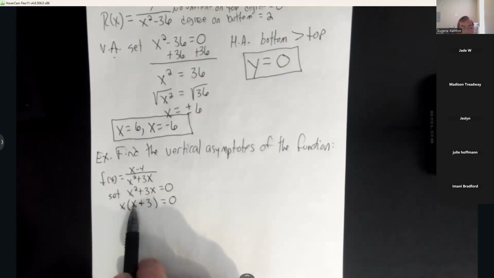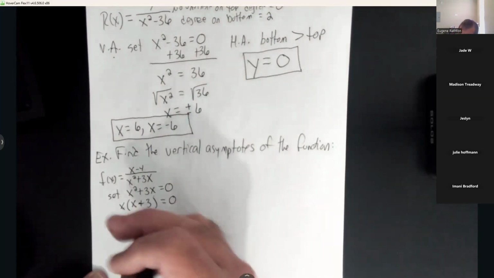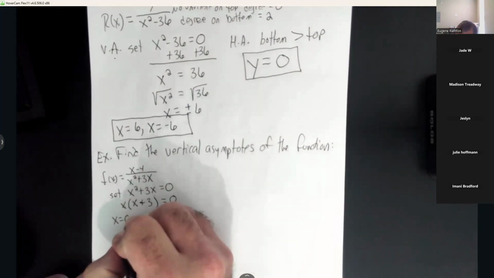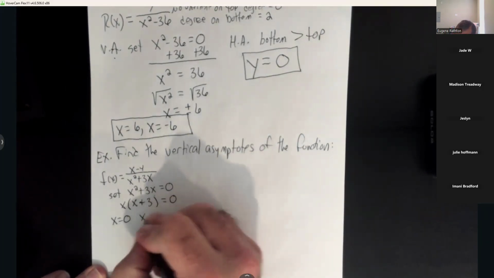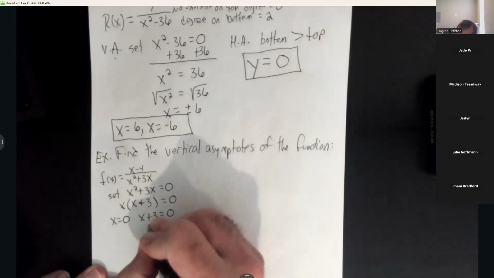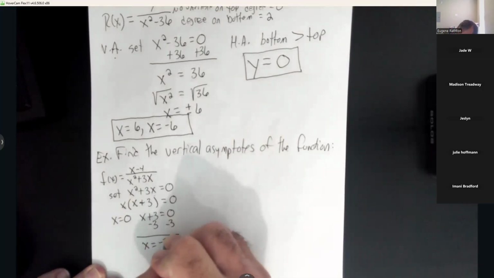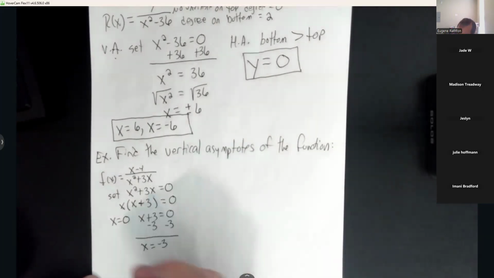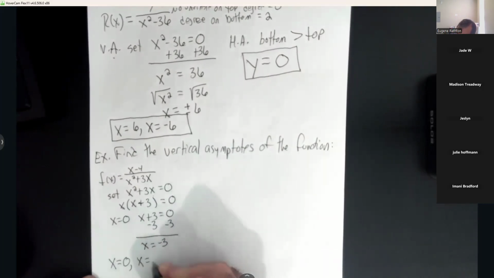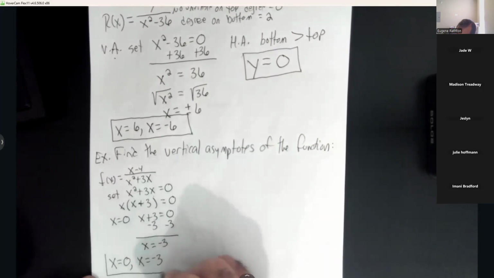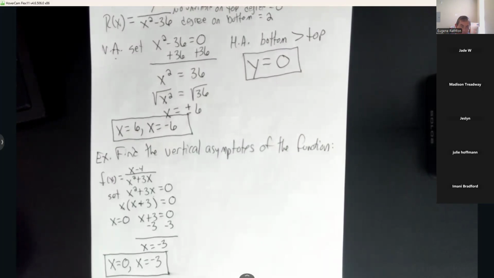So x squared divided by x left me an x. 3x divided by x left me a 3. Now, I would set both these equal to 0. So remember, the single variable always equals 0, okay? And then this one, x plus 3 equals 0, I would subtract 3 from both sides and get x is a negative 3. So in MATLAB, I'm putting x equals 0, comma, x equals negative 3. Those would be my two vertical asymptotes, okay?